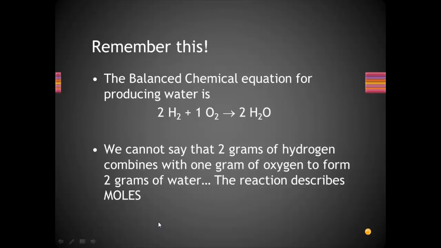Now remember that you have to use the balanced equation when you look at a stoichiometry problem. When we look at this equation, it's the synthesis of water, we don't talk about 2 grams of hydrogen and 1 gram of oxygen. Remember, a chemist talks about the amounts in terms of moles. So you're going to be using that mole ratio from these coefficients. But with grams, that's going to be an extra conversion step.